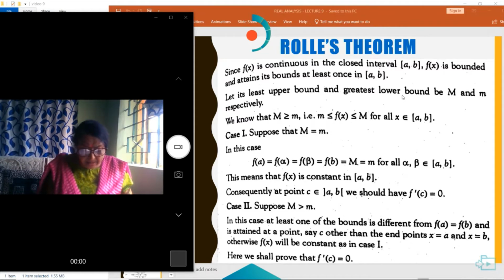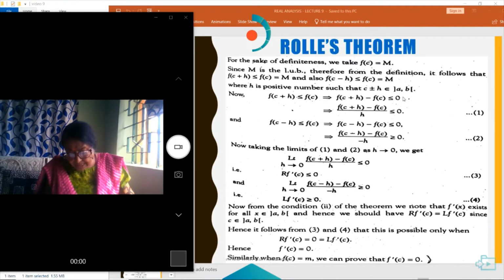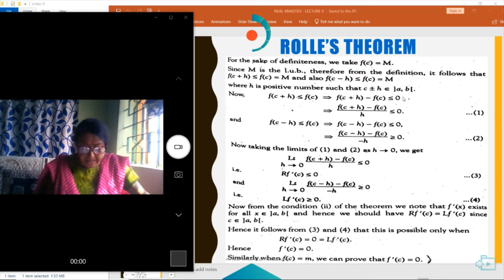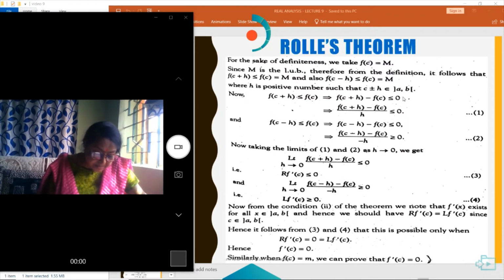For this, we take f(c) equal to M, the least upper bound. Therefore, from the definition it follows that f(c+h) is less than or equal to f(c), which is equal to M, and f(c-h) is also less than or equal to f(c) equal to M. Here h is positive, and c plus or minus h lies in the open interval (a,b).